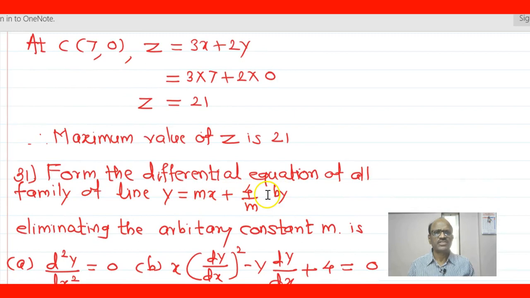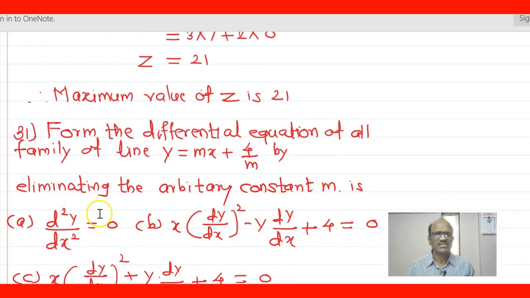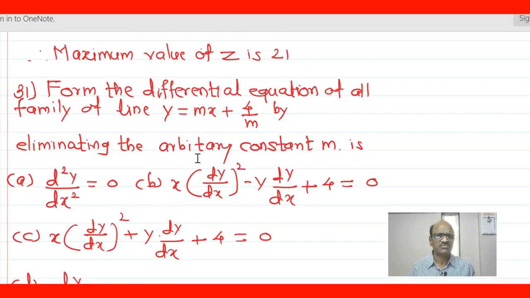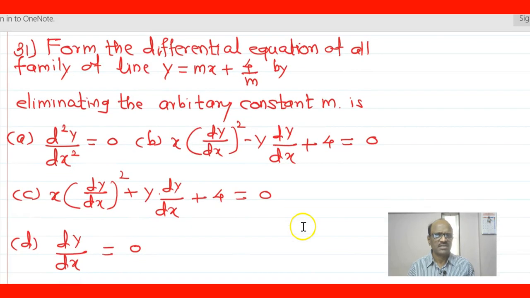Form the differential equation of the family of lines y equals mx plus 4 upon m, by eliminating the arbitrary constant m. Now here there is one arbitrary constant. Therefore, what is the order of the differential equation? It is 1. Now this option is eliminated because its order is 2. Again, this is possible or this is possible. But what about this? This is not possible because the equation contains other terms also.